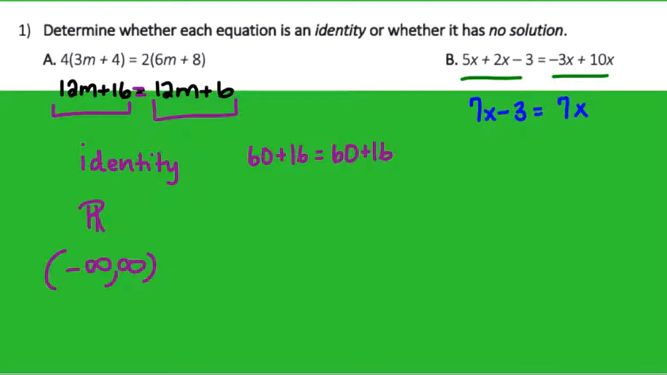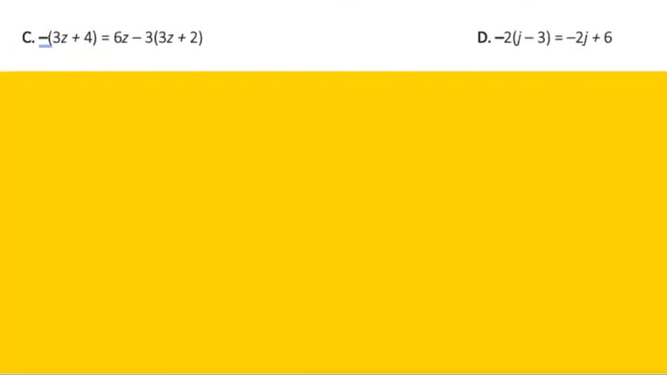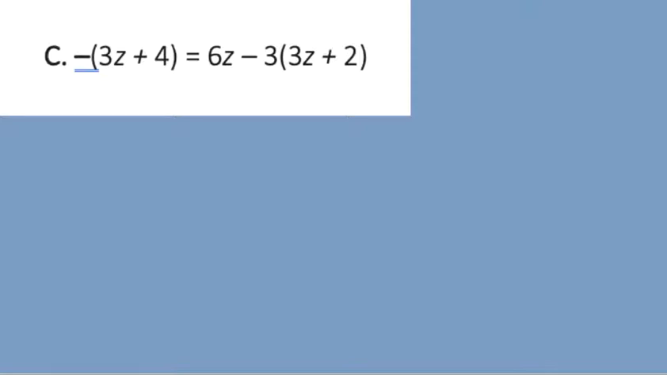So right here, I see that I have 7x and 7x. But this one I'm subtracting 3 from, and this one I'm not. So this is a case where the equation is not true. So that would be no solution, which we can write like that. I really want you to be able to look at these without having to solve them to identify if they're the identity or if they have no solution. So what I'd like you to do is try C and D and bring those to class tomorrow for us to go over.